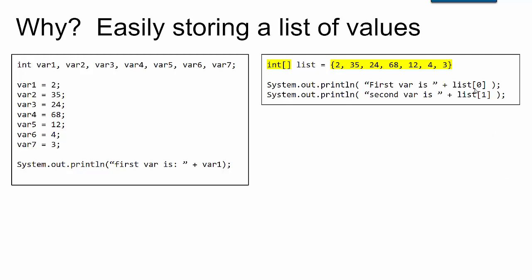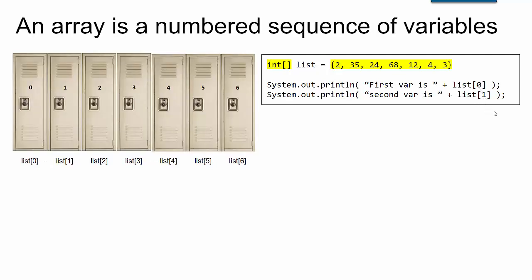Here, the syntax is shorter. So you'd say list and then use square brackets. And the square brackets mean access the array at a particular value. So list 0 would be the first value in the array. List 1 would be the second value in the array. So just like for array lists, you can think about these as a numbered sequence of lockers, each of which stores a value.